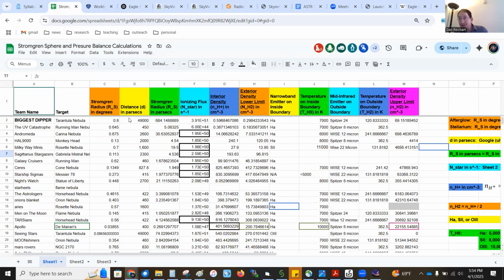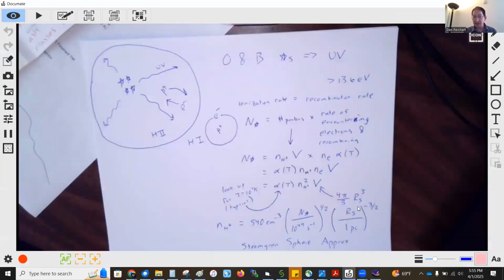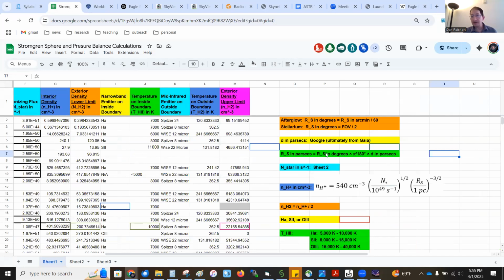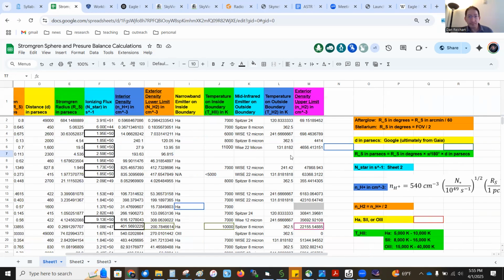Okay, so you have the distance to the nebula, you have the angular size of the nebula. So using the small angle equation, you can calculate the physical size of the nebula in parsecs, which is what we need to use this equation. We need the physical size of the nebula in parsecs. Here's the small angle equation. Take your radius in degrees, divide by 180 degrees, multiply by pi to get into radians, and then just multiply by that distance in parsecs, which we just looked up. That will give you the size of the region in parsecs.